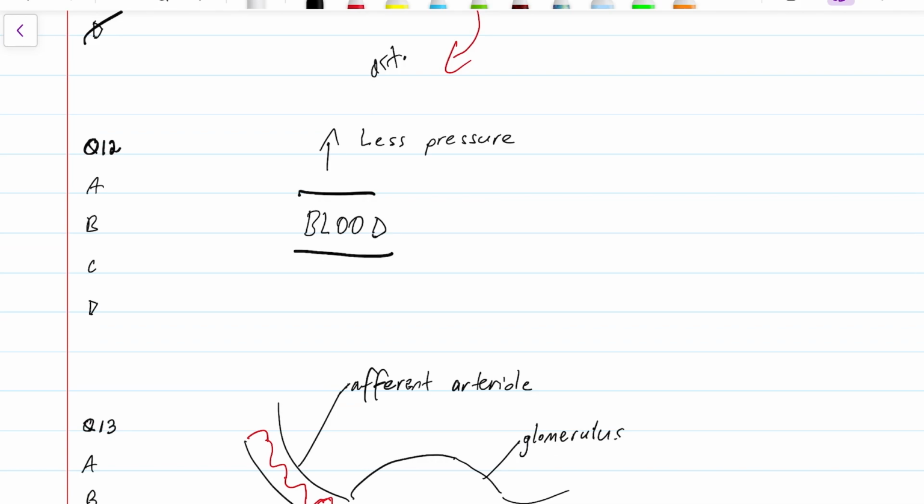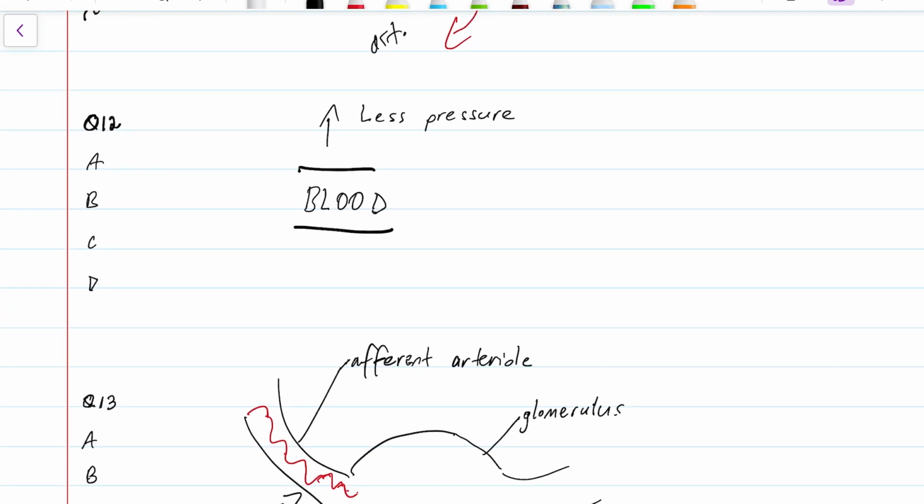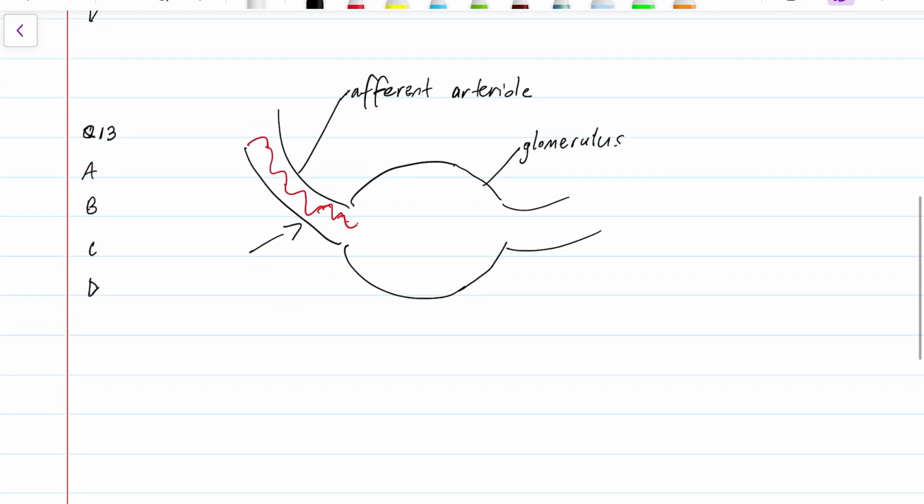Question 12 asks what would happen if extracellular volume of blood decreased. The only thing in the stem this could relate to is the afferent arteriole. If the volume of blood decreased, there would be less pressure in the arteriole, so the answer has to be B. Question 13 says, what happens if you take a drug constricting your afferent arteriole?